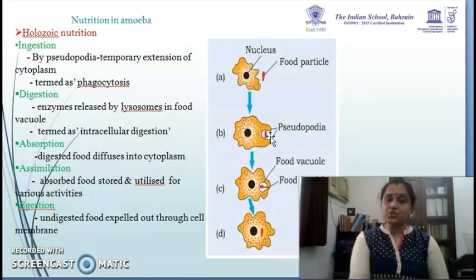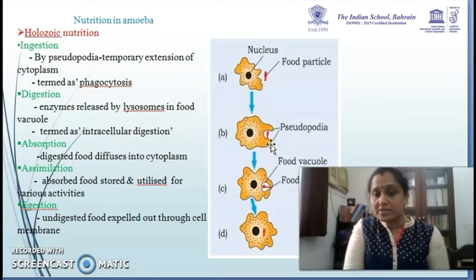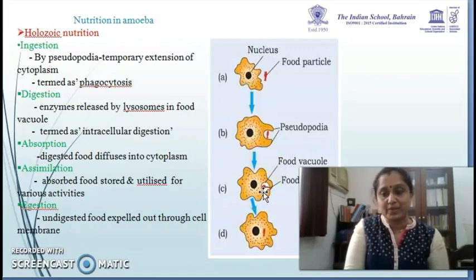So by using the pseudopodia, amoeba engulfs the food particles. So wherever the food particle is, amoeba extends its pseudopodia or cytoplasm and engulfs that food material. This process is called phagocytosis. Once these food particles are engulfed by the pseudopodia, the tips of these pseudopodia will join together and a food vacuole will form. And now the food is inside the food vacuole.